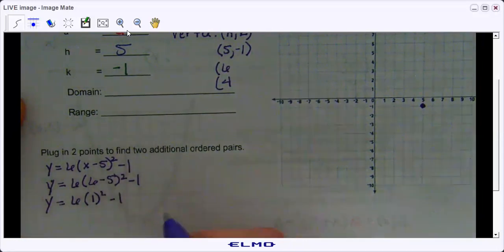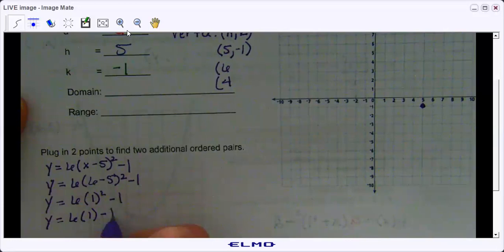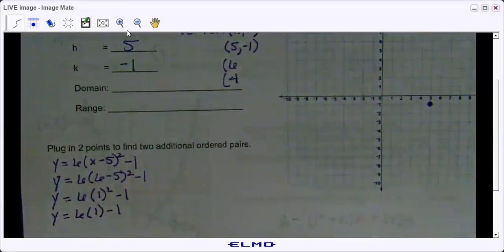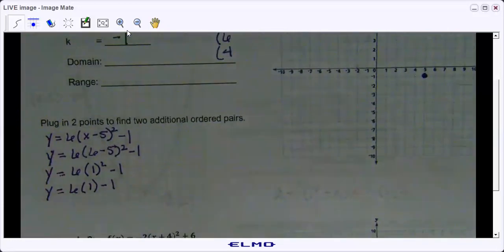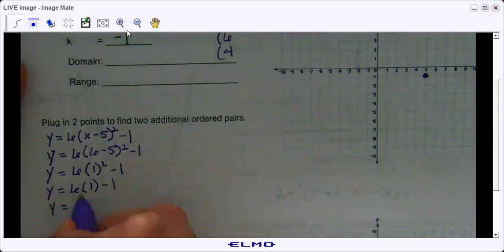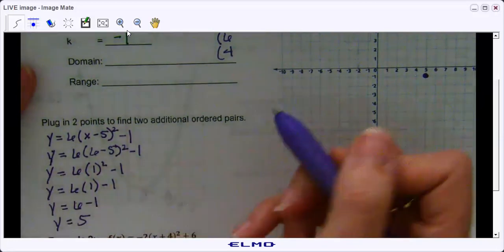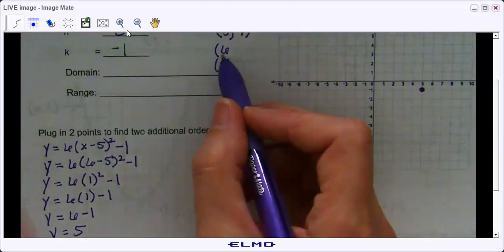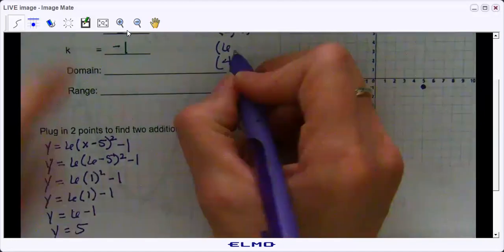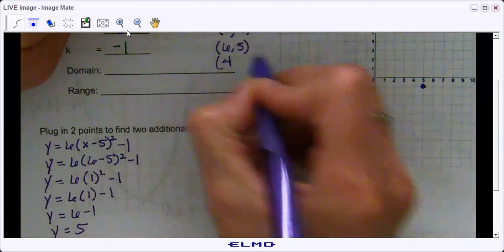1 squared minus 1. And then 1 squared is just 1. So I'm solving using order of operations here. You have to do what's in parentheses first, then you do your exponents. Now I do y equals 6 times 1, which is 6. And y equals 5. So when x is 6, we plug 6 in, y is going to be 5.